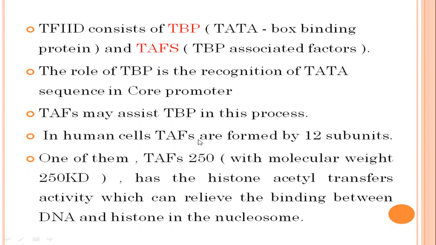In human cells, TAFs are formed by 12 subunits, and one of them is TAF250, having a molecular weight of 250 kilodalton. This factor has histone acetyltransferase activity, which is involved in relieving the binding between DNA and the histones in the nucleosome. As you know, in a eukaryotic gene, DNA is bound with histone protein to form the nucleosome structure. When transcription is carried out, nucleosome disassembly is required, and this is carried out by TAFs.